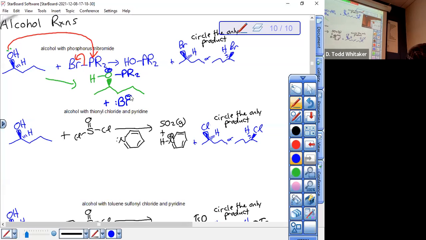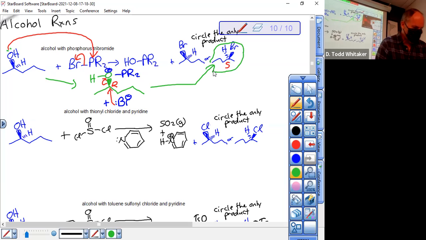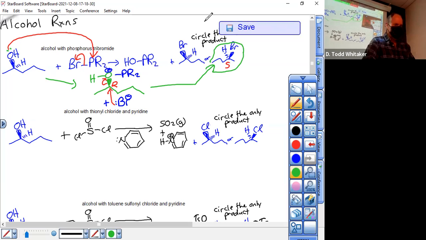And this is backside attack number 2. You guys know what happens to an R stereocenter in a backside attack. It needs to become an S stereocenter. That's the only product. And it's a very simple mechanism. This would only be 4 points. This one's worth 8, I think. And the next one's worth 6.